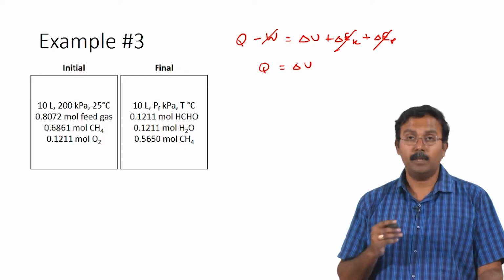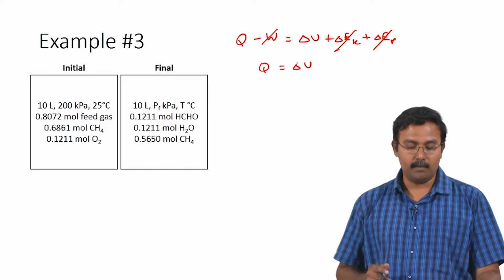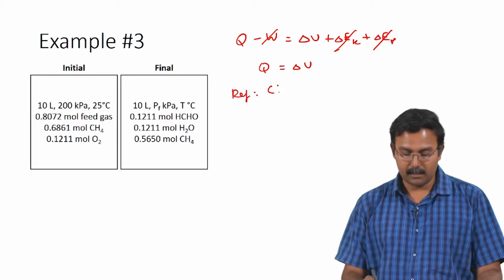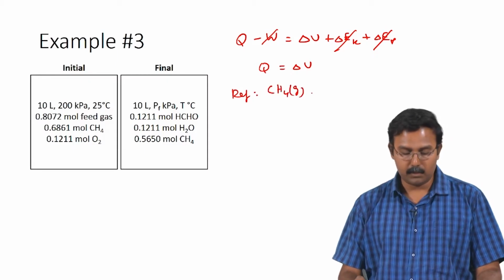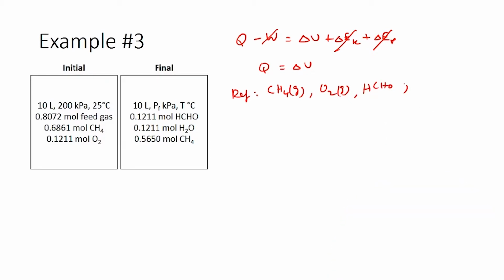Once you have this equation, we have to calculate delta U. For that we have been told to use the reference states of methane gas, oxygen gas, formaldehyde gas and water gas at 25 degrees Celsius. So, let us take the reference states as given in the problem, which is methane gas, oxygen gas, formaldehyde gas and water gas, all at 25 degrees Celsius. Using this reference state, let us build the internal energy table.